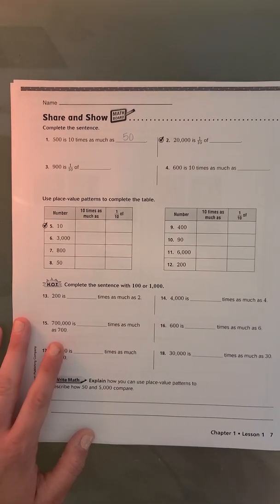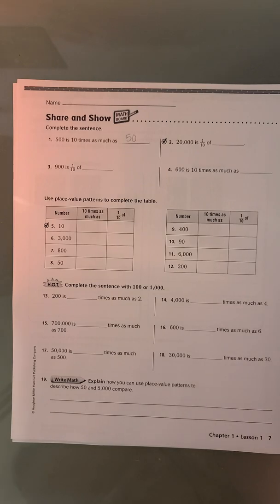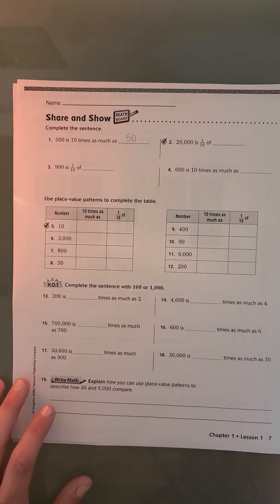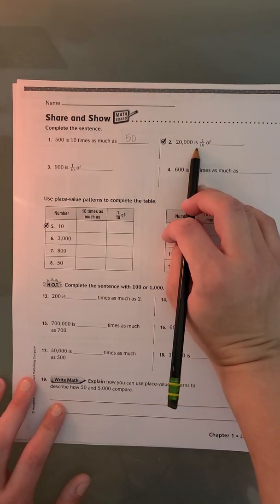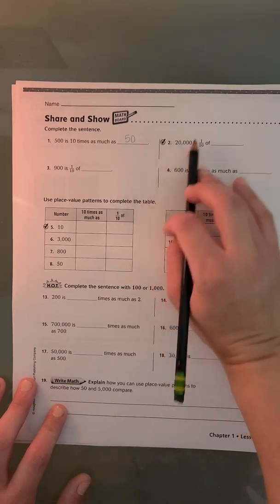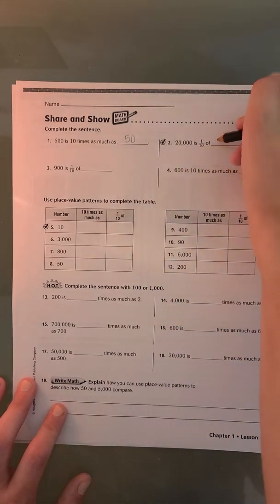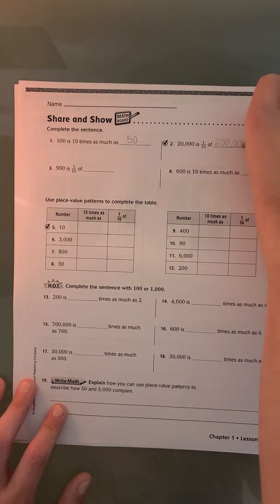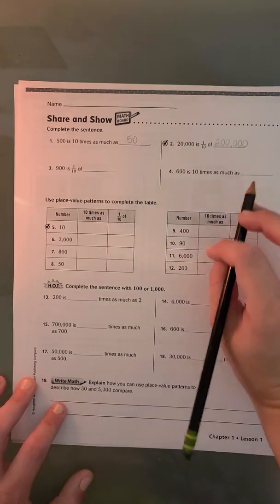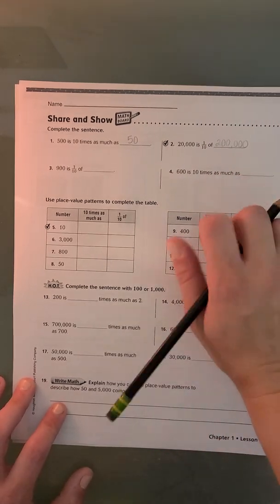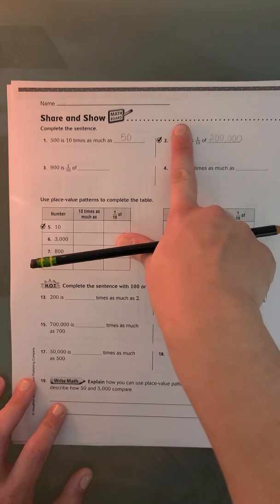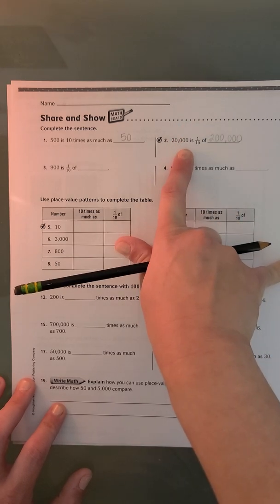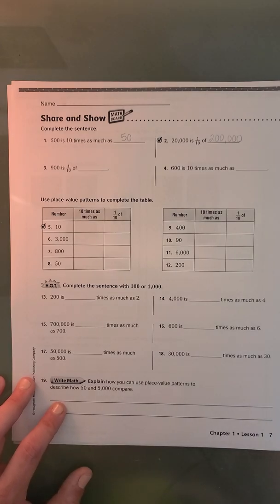All right, and then 20,000 is 1/10 of what number? So I would do the same thing. This time it's kind of like the last one, kind of doing the opposite. So I need to figure out what is what. This is already divided down, so I'm going to add a 0, and it's going to be 200,000. Now let's see if that makes sense. 1/10 of 200,000 is 20,000. If that's true, then you're good to go.